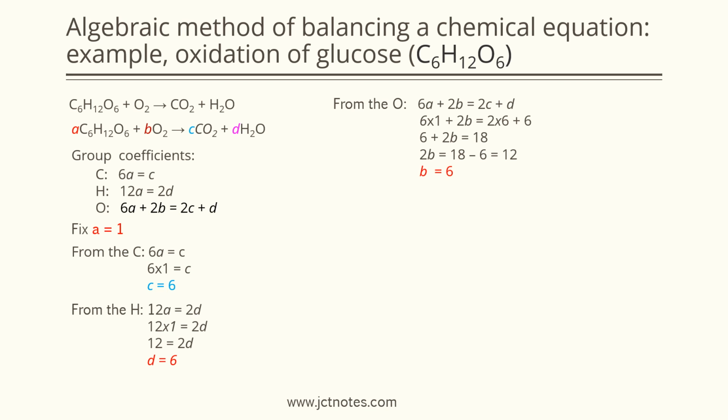Finally, we have to find B from the equation of the oxygen. We have that 6 times A plus 2 times B is equal to 2 times C plus D. Replacing A, C and D for the values that we already have, we get that 6 plus 2 times B is equal to 18. Therefore, B is 6.